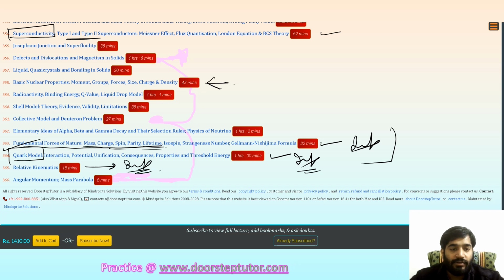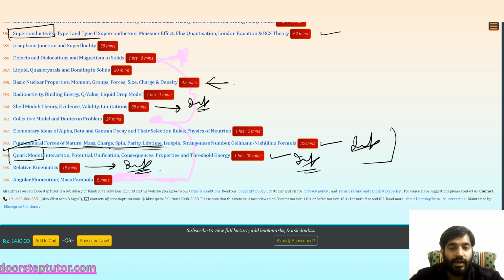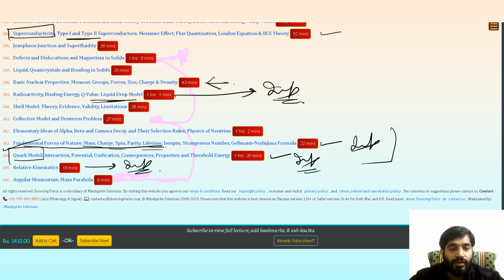Then you can see the shell model also. Shell model and liquid drop model, especially the liquid drop model, are very important. So for questions related to the liquid drop model, you can also cover radioactivity in the same topic. Okay, so you can see this is very important.